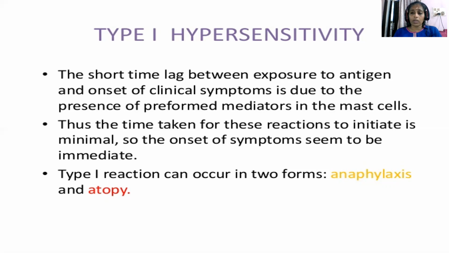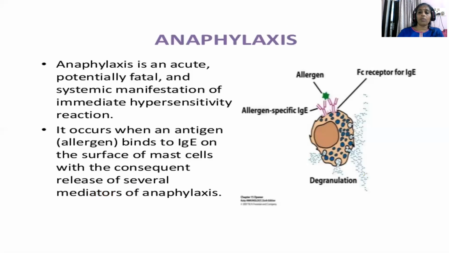We call this an immediate type because the mast cells react immediately by producing chemical mediators, resulting in an array of chemical reactions. Hence it is called the immediate type of hypersensitive reaction. The type 1 hypersensitive reaction is further divided into anaphylaxis and atopy. Let's look at what anaphylaxis is.